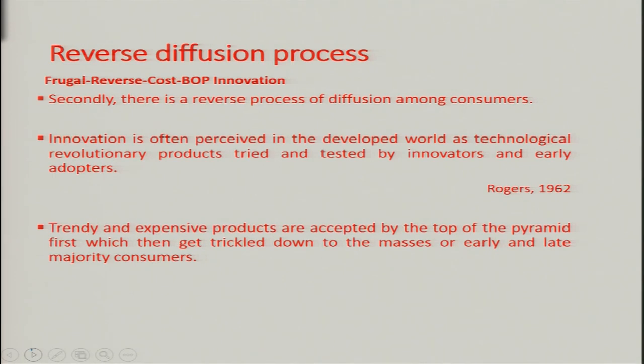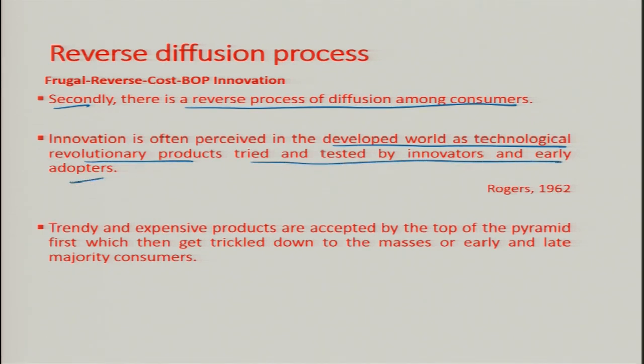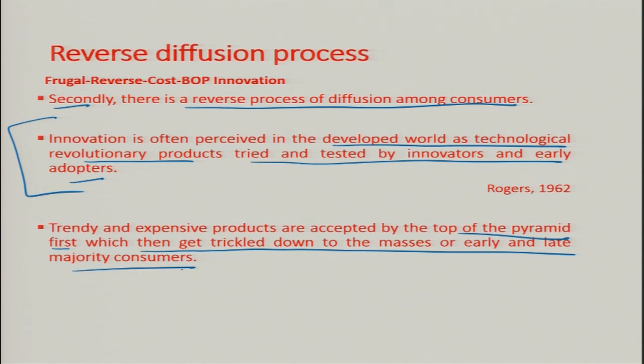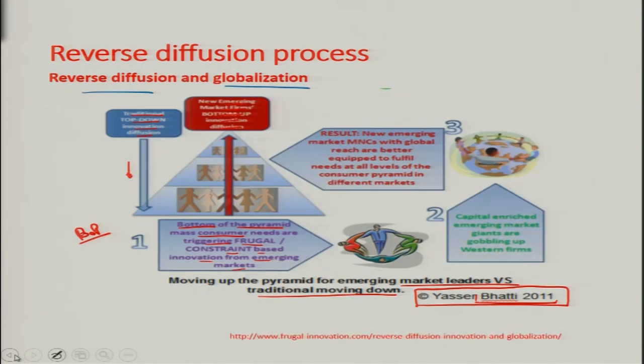Now secondly, there is the reverse process of diffusion among consumers. Innovation is often perceived in the developed world as technologically revolutionary products tried and tested by innovators and early adopters. Trendy and expensive products are accepted by the top of the pyramid first, which then trickle down to the masses, or early or late majority consumers. As I said, at the top of the pyramid, these are early adopters.